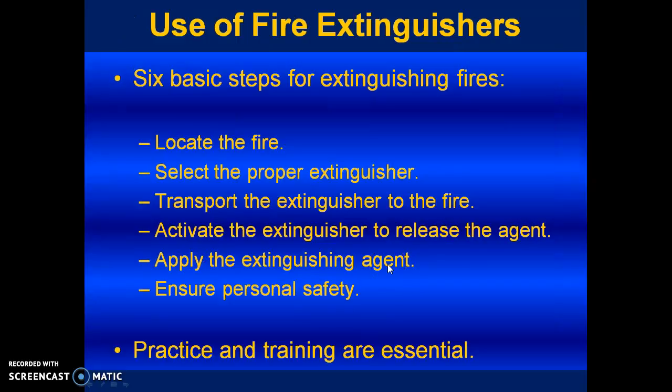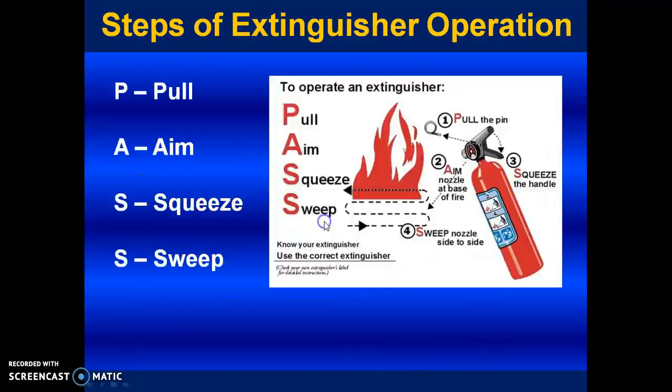Obviously, your 6 basic steps are just like they were the last time. You need to locate the fire. You need to select the proper extinguisher for extinguishment. You need to transport the extinguisher to the fire, activate the extinguisher agent, and release the agent. You're going to apply the extinguisher agent, and obviously, before any of that, you want to ensure your own personal safety. You're going to practice and train on these extinguishers a little bit later, but as you guys know, we go through this once a year. It's definitely a benefit to continue to educate yourself and train with these.